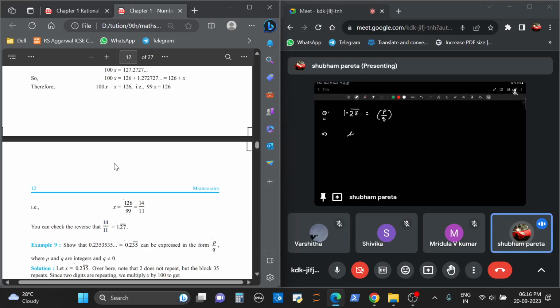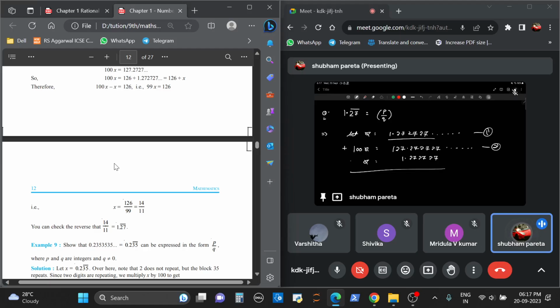So see, as of now, let x equal 1.272727 and so on, isn't it? Now how many digits are repeating over here? Two digits are repeating. So we have to multiply equation number 1 by 100. So 100x will become 127.2727 and so on, which is the second equation, isn't it? Now subtract the first equation from the second.